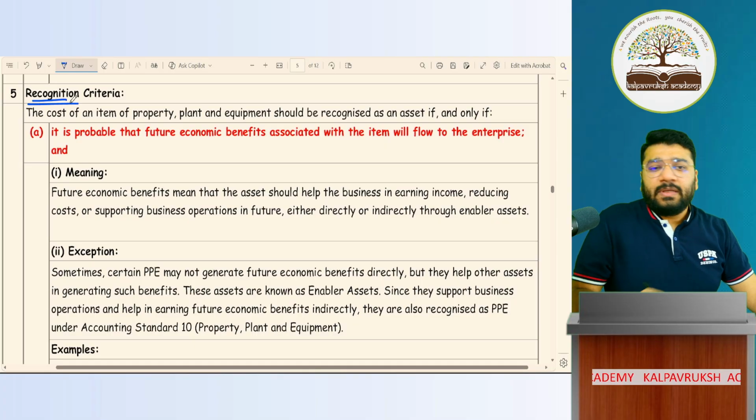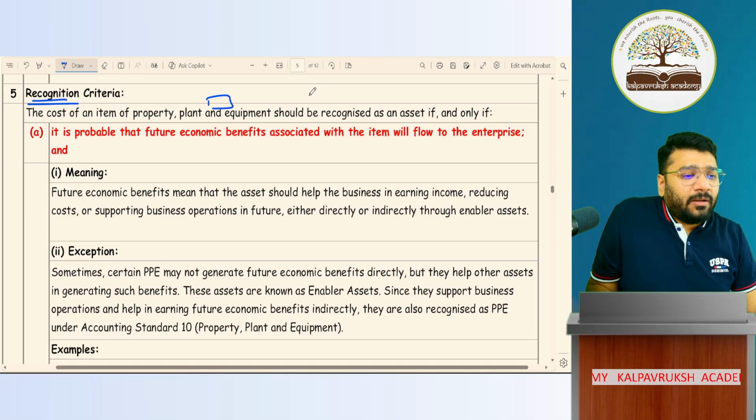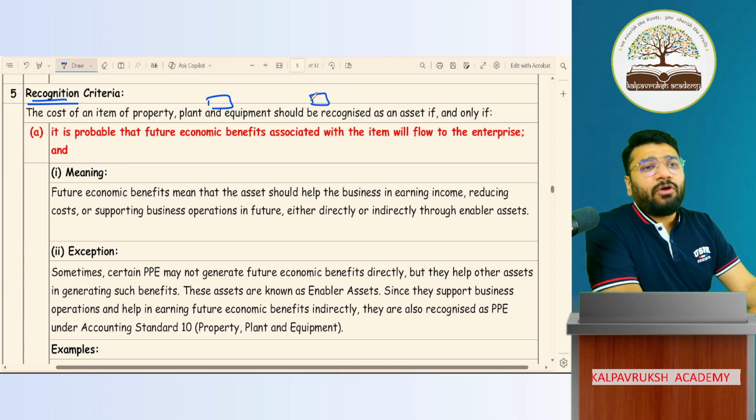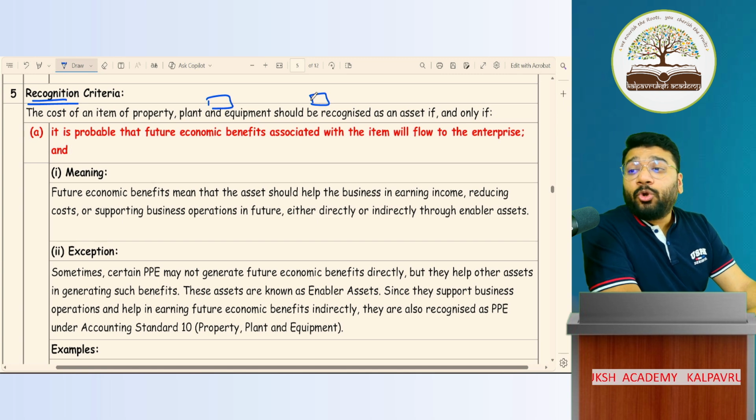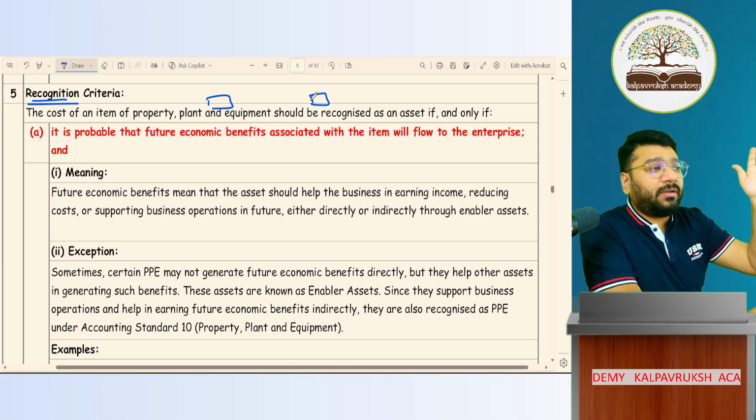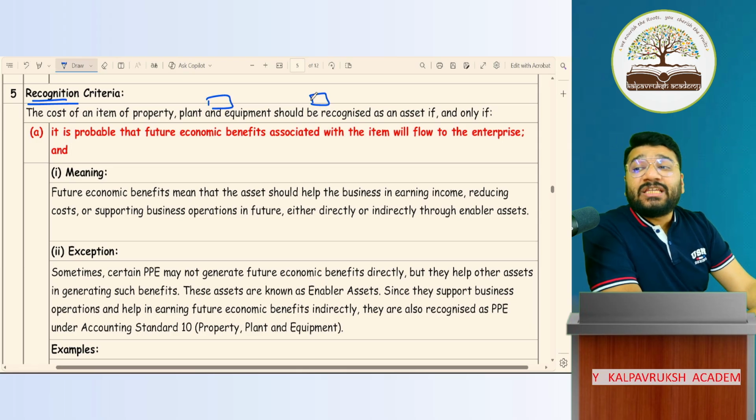Recognition criteria. Here, one more extra diagram will come. Recognition is basically of two types. One is called initial recognition. Second is called subsequent recognition. About subsequent recognition, we'll discuss in the next class. Now the time has not come. So today we're talking about the initial recognition.